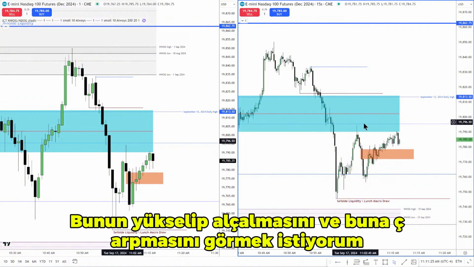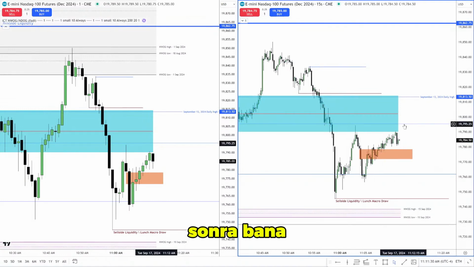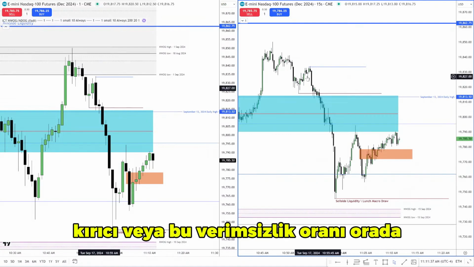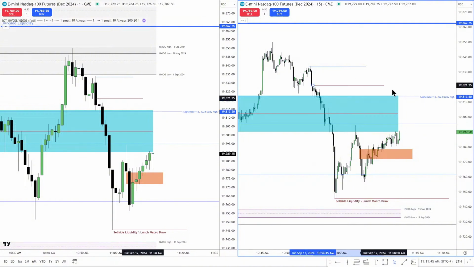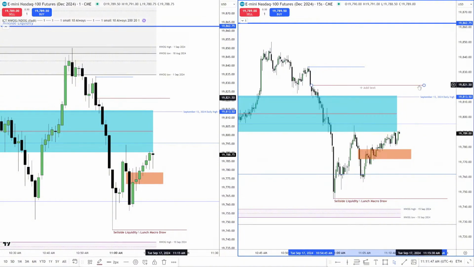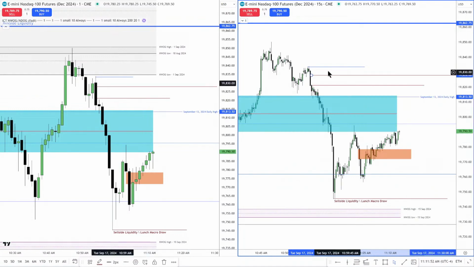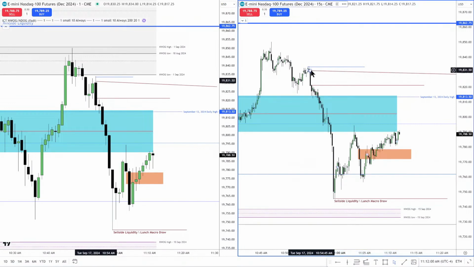I don't want to see it hit the bottom of the breaker block and come down in here. I want to see it take this high, come down, hit that, and then if it shows displacement higher off of that, then to me it's a little bit more trustworthy to the upside. And then I can entertain maybe a run into the high of the breaker or this inefficiency right there. Come on.